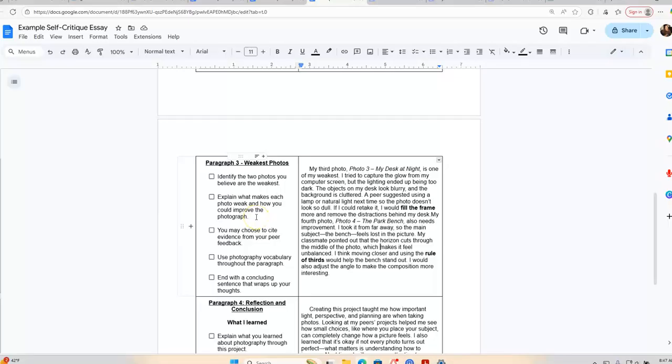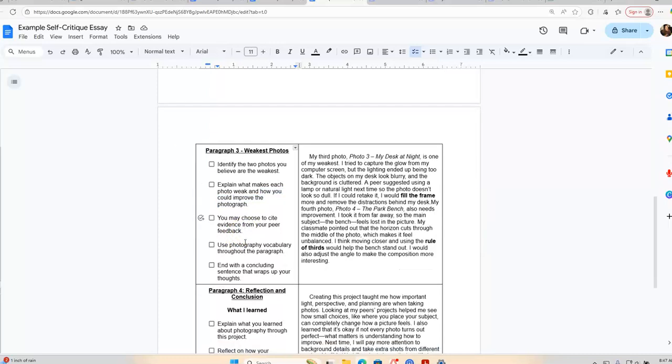And then this part's a little bit different. Talk about how you could have improved those photographs. This is another place you may choose to cite some evidence from your peer feedback. You're also going to be using your photography vocabulary throughout the paragraph and then ending with a concluding sentence. When we do that, it might look something like this.